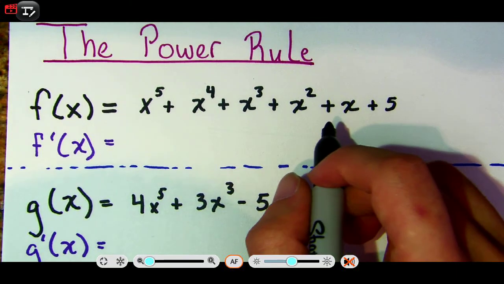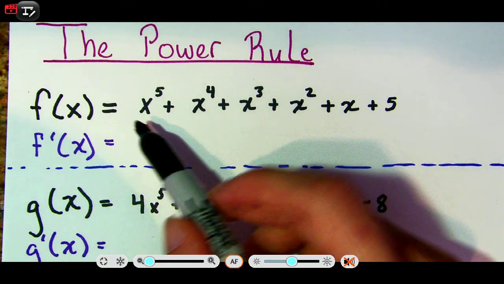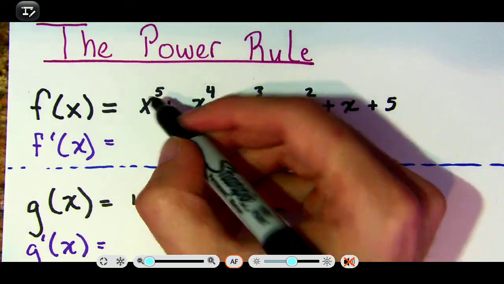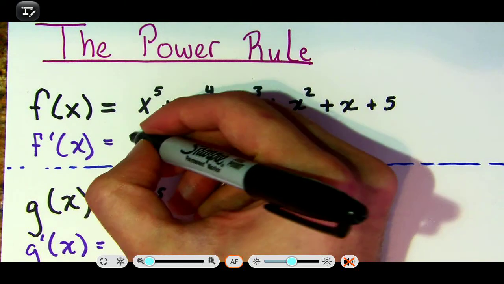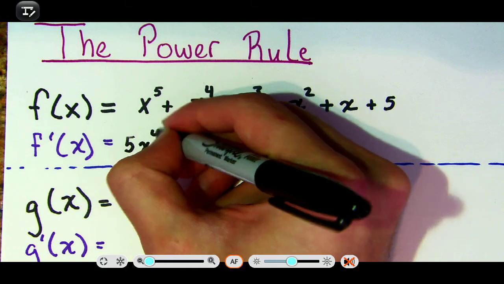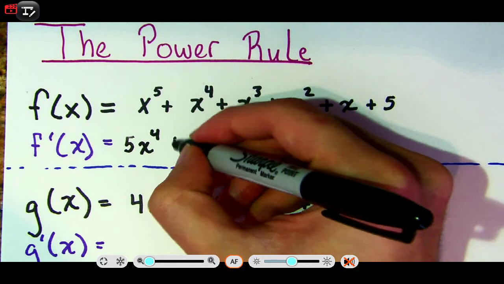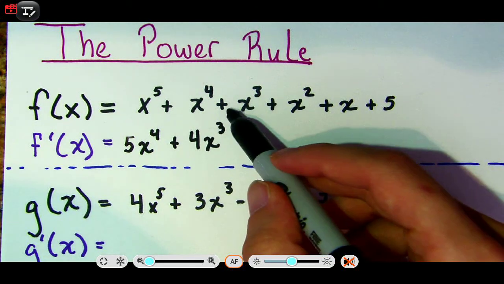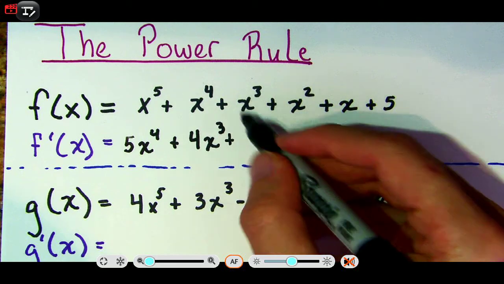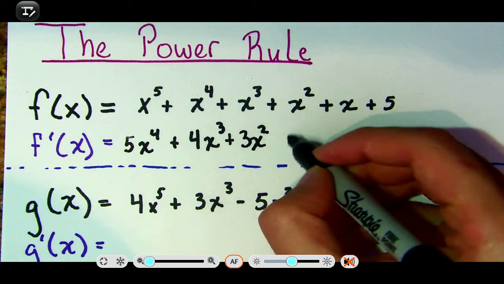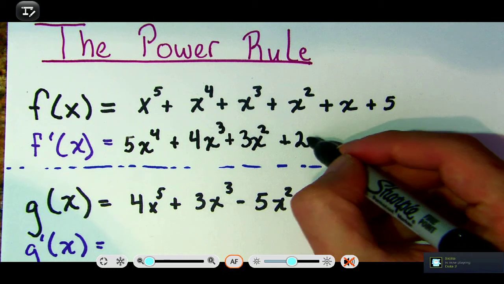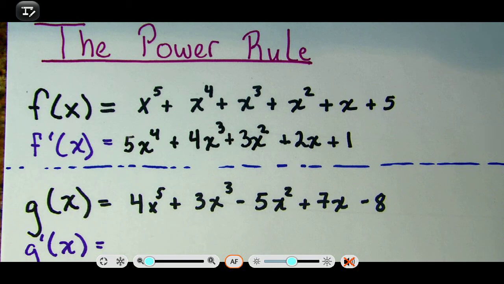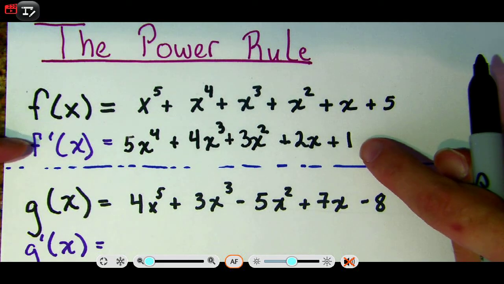Okay, so here, watch the magic. If I were to say this is the original function, how will its derivative look? Well, let's see. This would be 5x to the 4th plus 4x cubed plus 3x squared plus 2x plus 1. So this is the derivative of f of x.